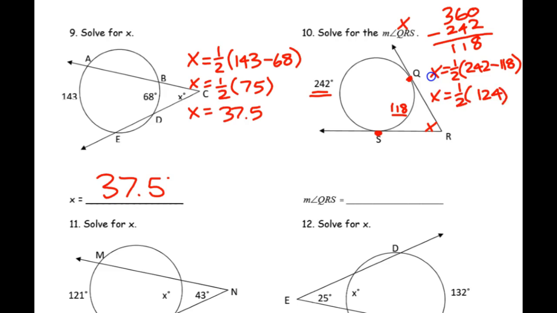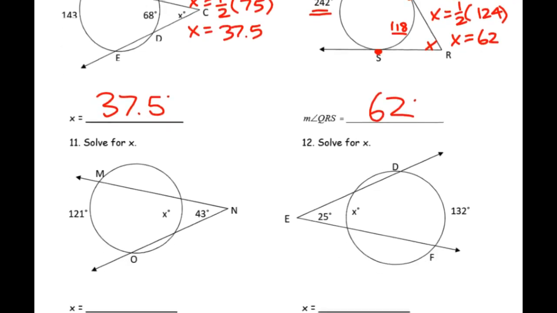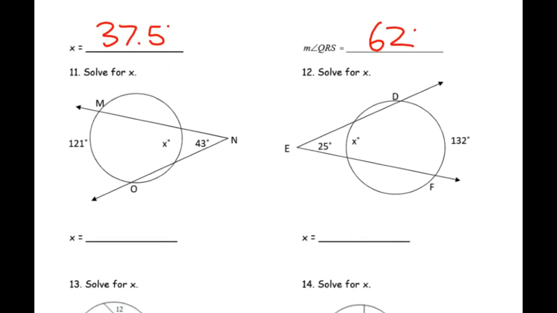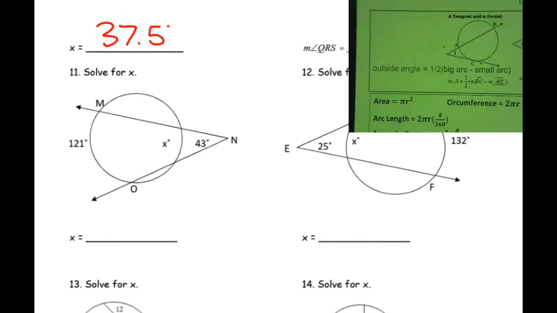Alright, and then half of 124 is 62 degrees. Now these next two are the same formula. They're just going to be a little bit different the way we solve them, because x is not the outside angle, it's one of the intercepted arcs. Set it up the same way though.